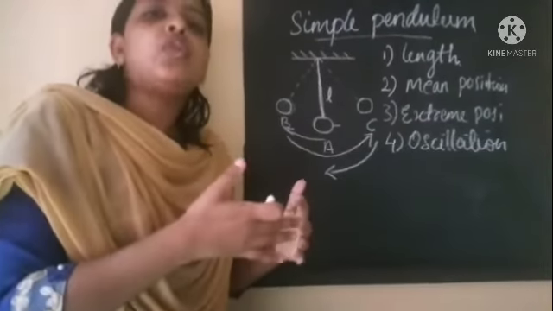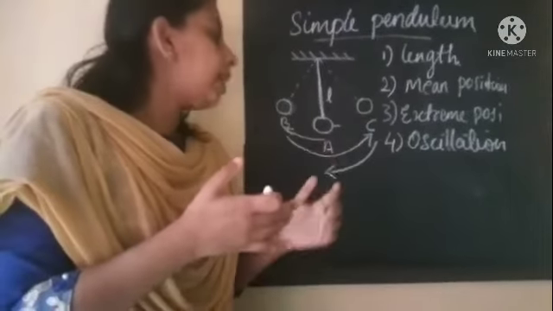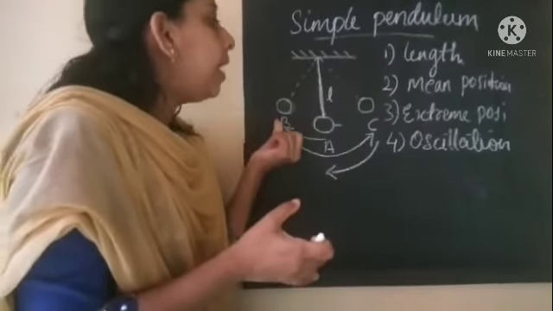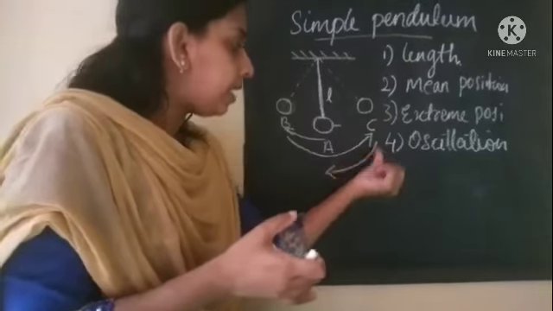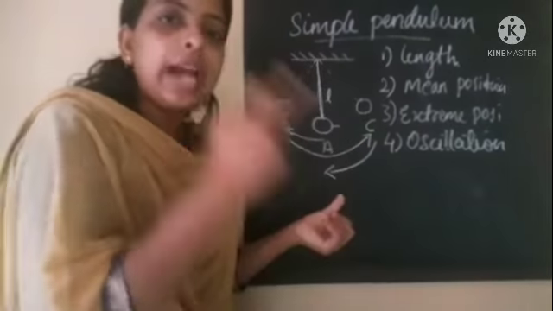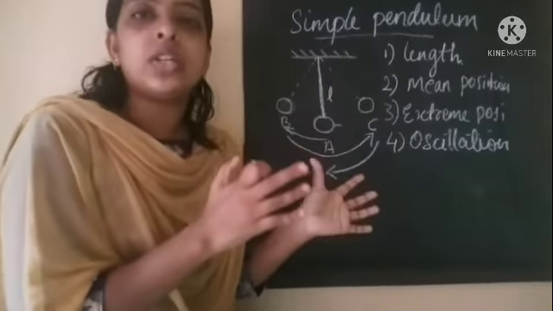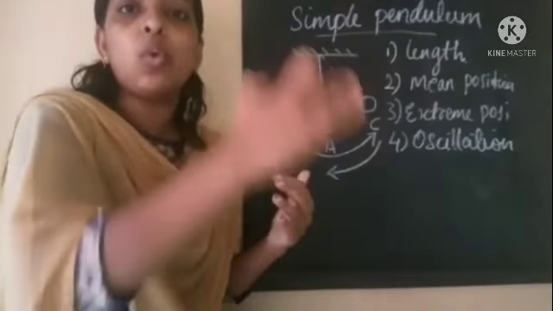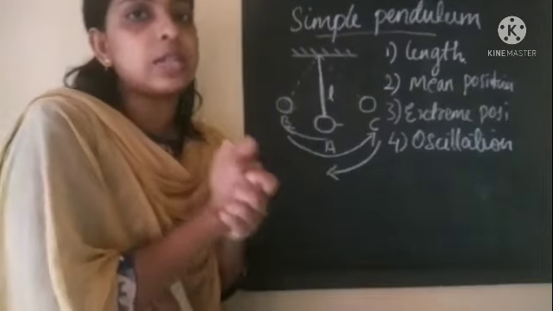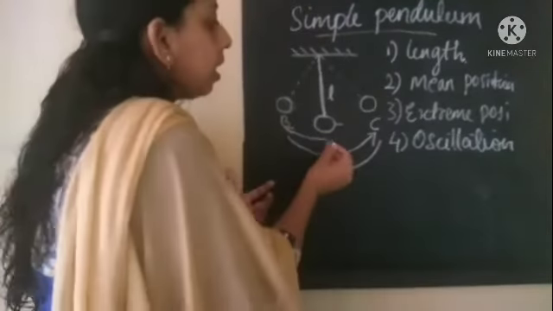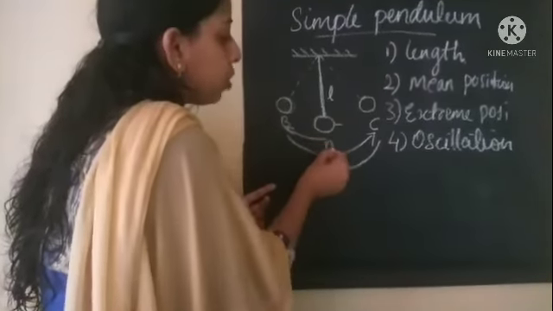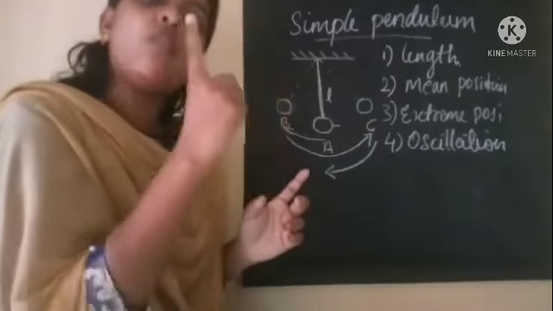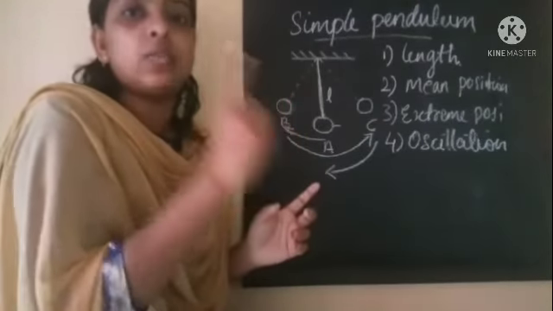One to and fro movement is considered as oscillation, which means the bob goes from A to B, then to C, then again comes back to A. So that is considered as one oscillation. We can consider this to and fro motion from A to B, B to C and C to A as one oscillation.